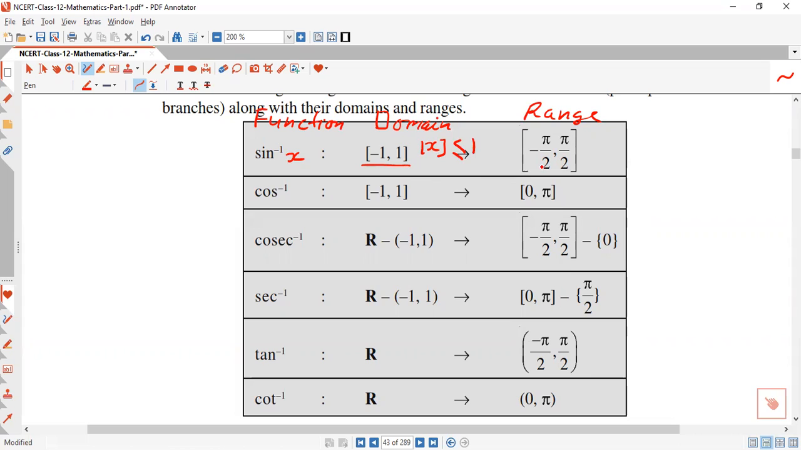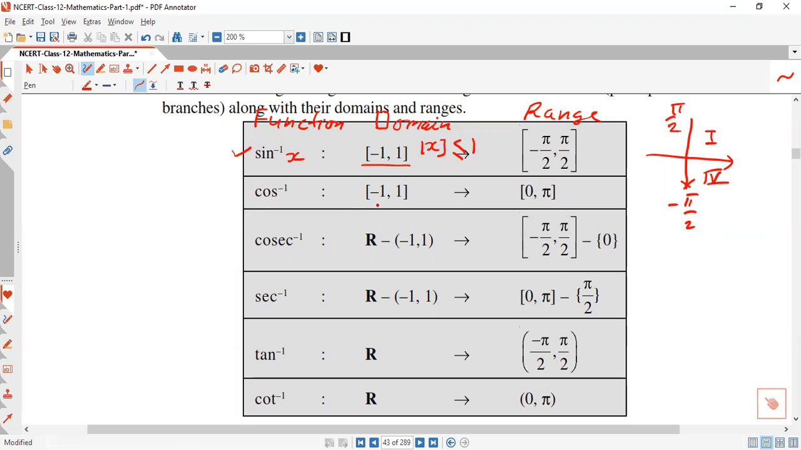What is the range? The angle lies in the range of minus pi by 2 to plus pi by 2. You see in the quadrants, this is minus pi by 2 and this is pi by 2. So the angle lies either in the first quadrant or fourth quadrant in the case of sine inverse x.